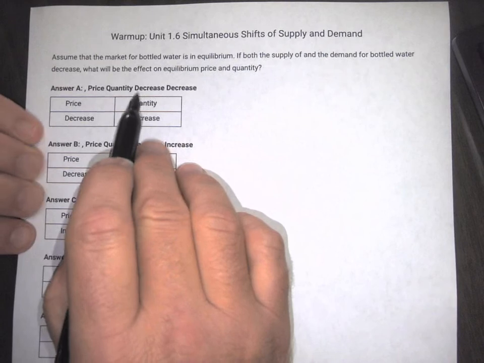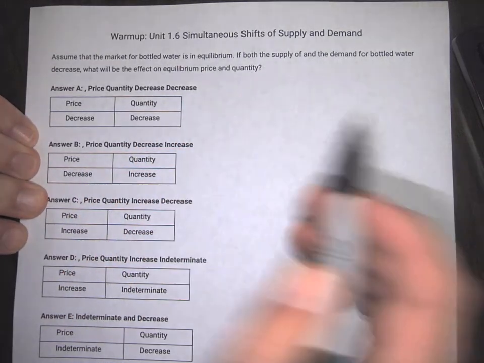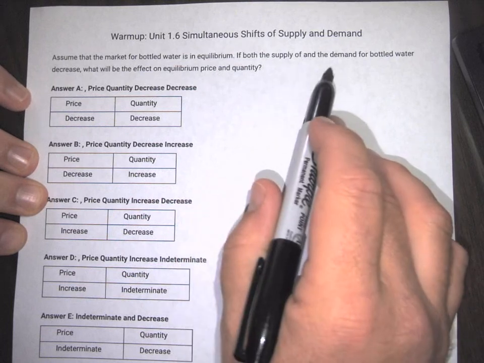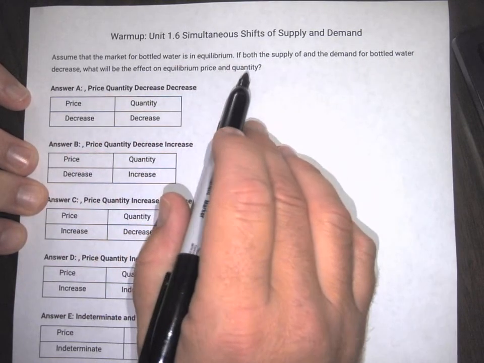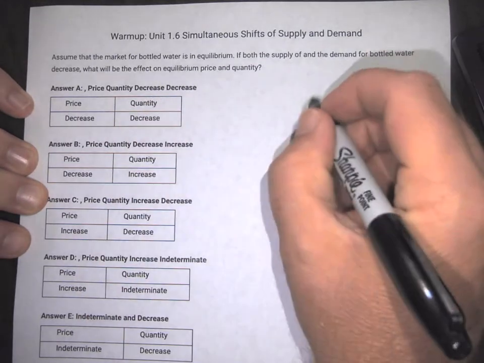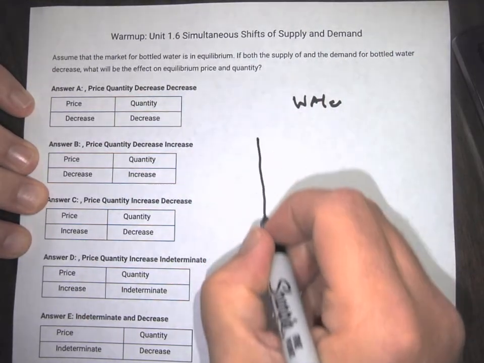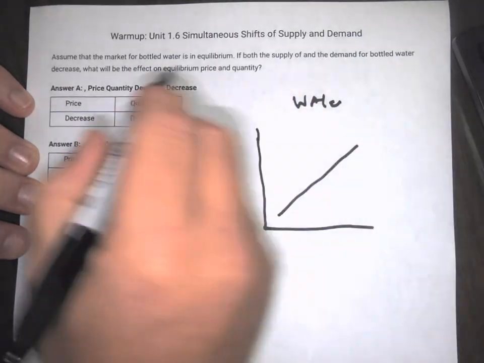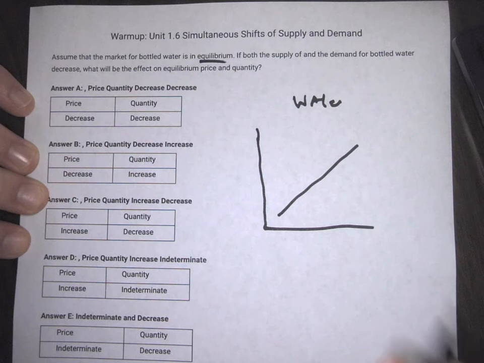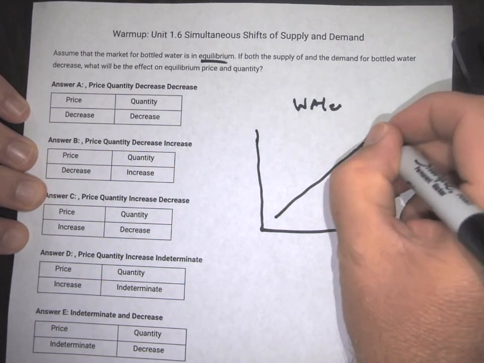All right, assume that the market for bottled water is in equilibrium. Now, if I assume that, if both the supply and the demand for bottled water decrease, what would the effect be on equilibrium price and quantity? So I'm going to graph water. Said they're in equilibrium, didn't it? Equilibrium. So if this is a multiple choice question, this is what paper is so useful for.